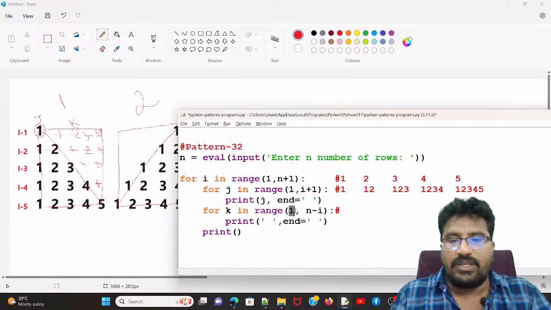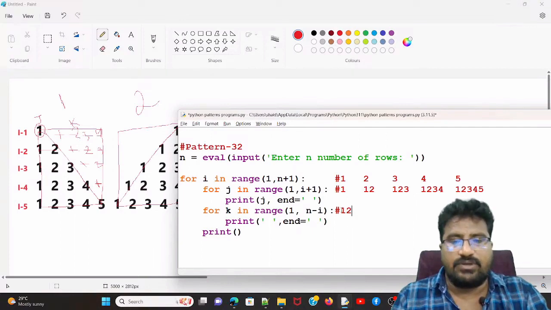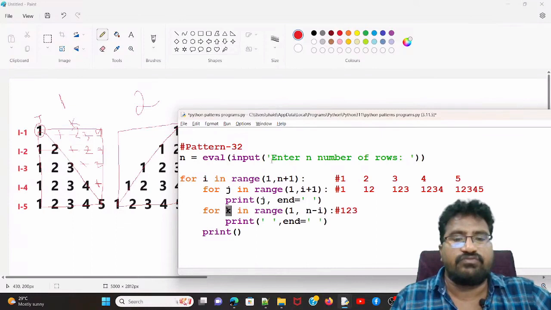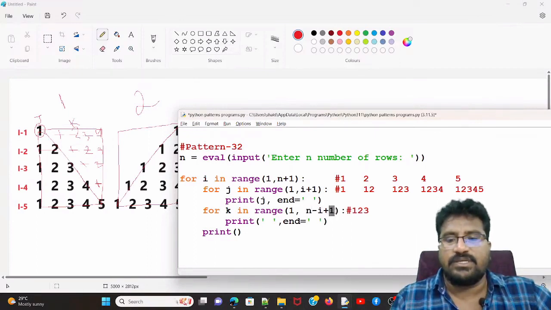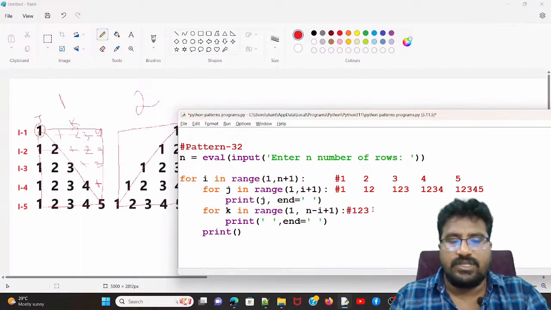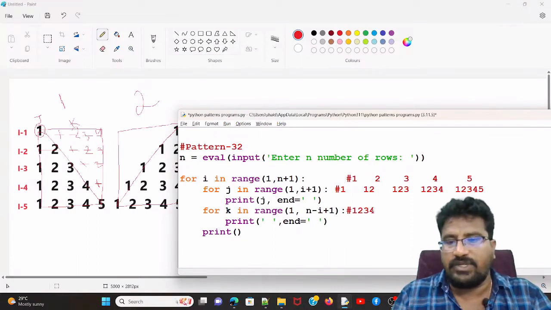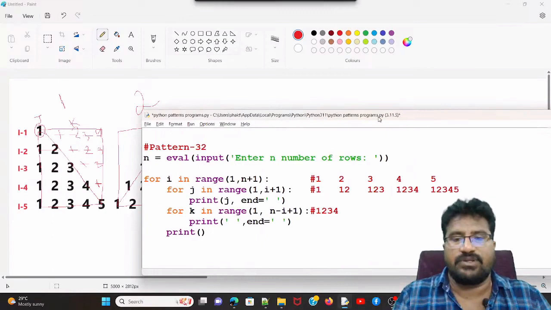So starting value 1, n means what? 5. 5 minus 1 is 4. 4 before 3, so 1, 2, 3 only. 3 times only k is repeating now. But actually I want 4 times, right? We'll take plus 1 now. So n means 5, 5 plus 1 is 6, 6 minus 1 is 5. 5 before 4, so that it iterates 4 times. Whenever I value is 1, it iterates 4 times, guys. Okay, next one now.